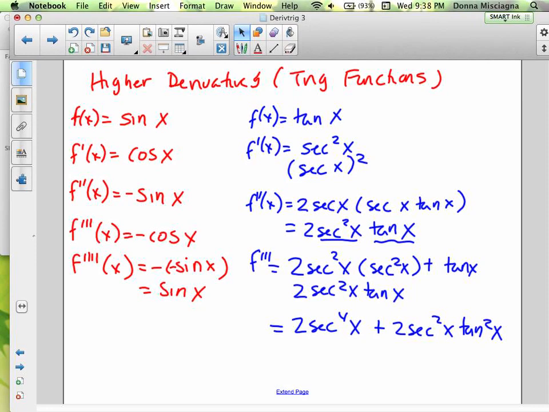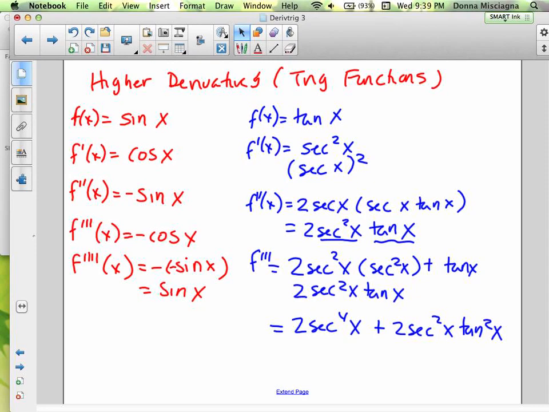But the point of this, first of all, was so that you know how to take a higher derivative, that you just keep taking the derivative again. But also that you can see that some trig functions are easy to take higher derivatives of. It's easy for sine and cosine. And then other functions, not so easy. So we're going to have to be really careful when we're solving these ones out.